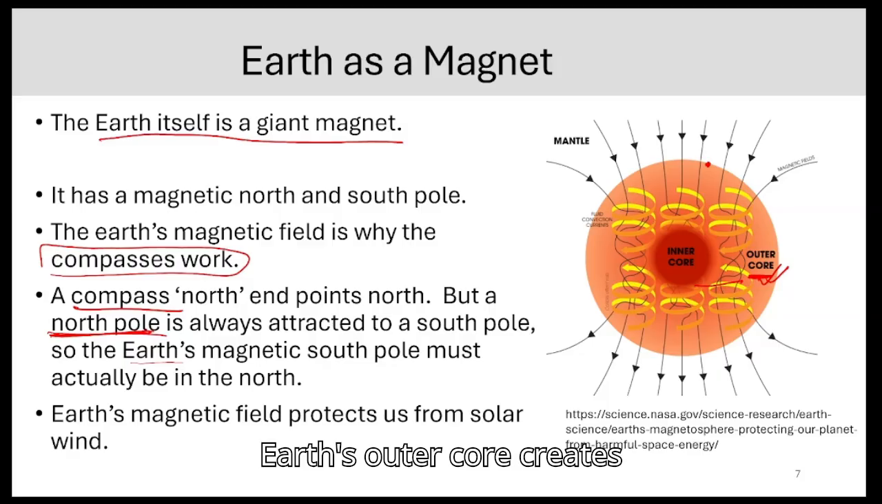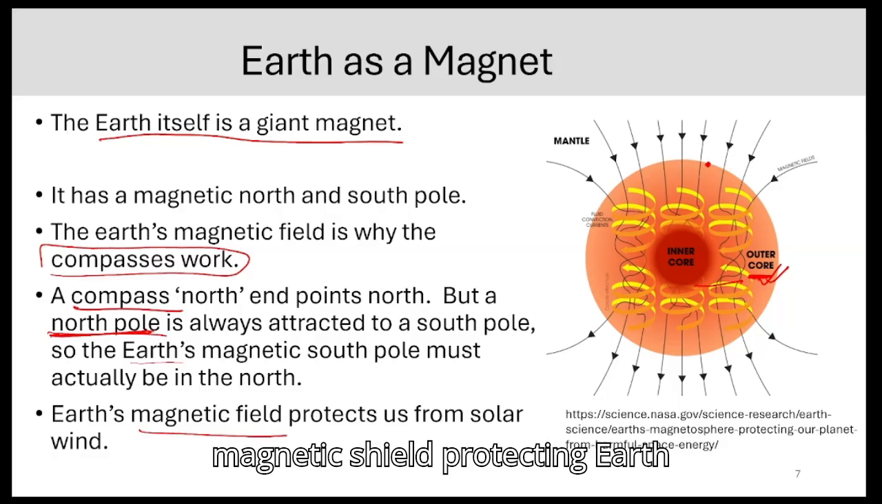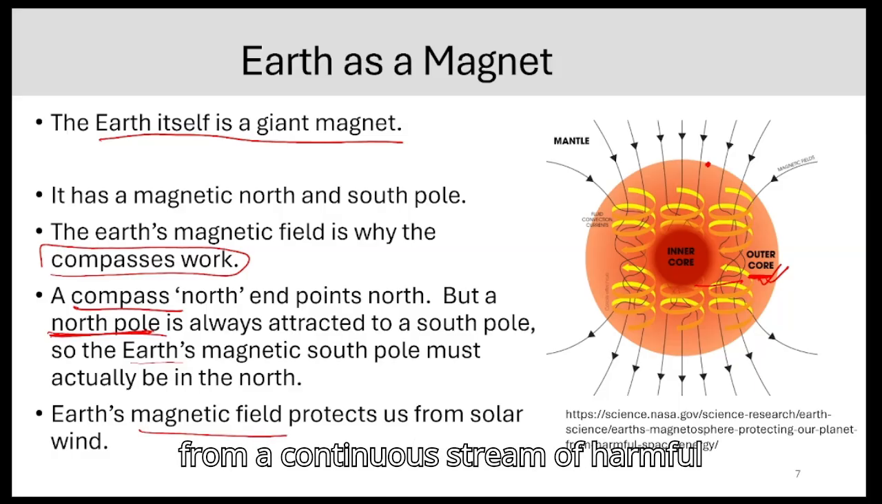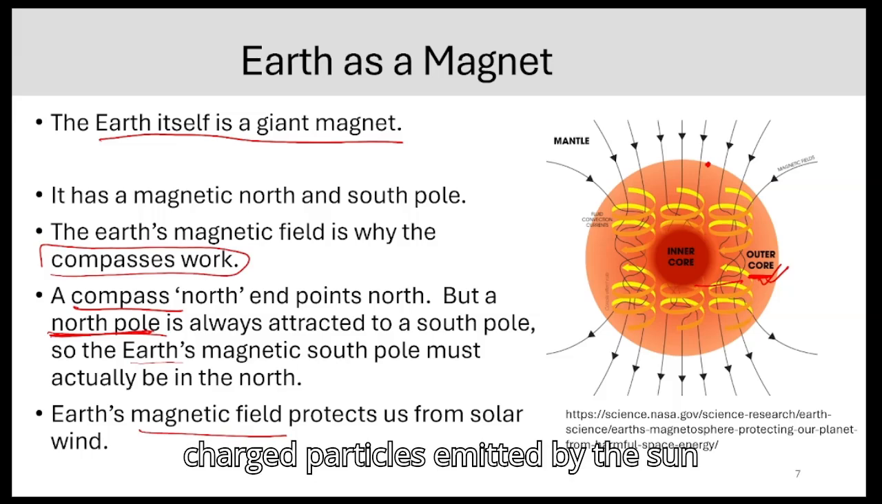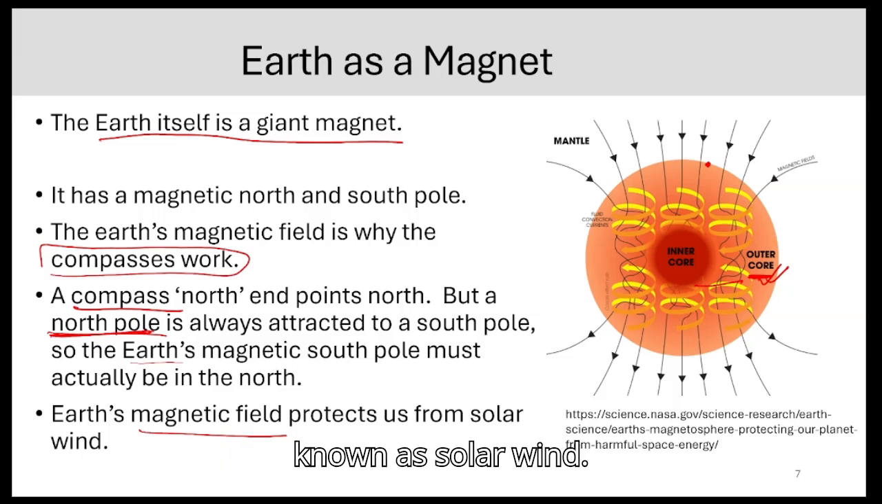Earth's outer core creates acts as a gigantic magnetic shield, protecting Earth from a continuous stream of harmful charged particles emitted by the sun, known as solar wind. And this magnetic field created by this giant magnet deflects these particles around the planet, keeping us safe.